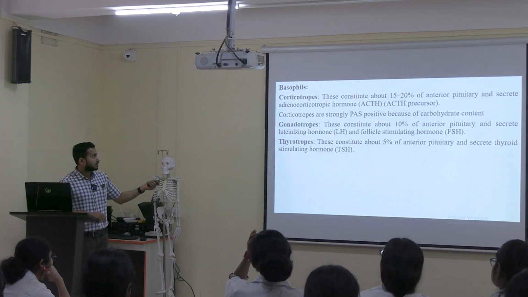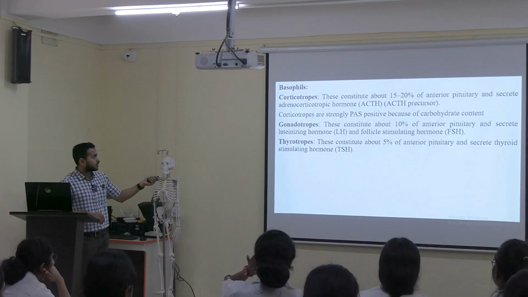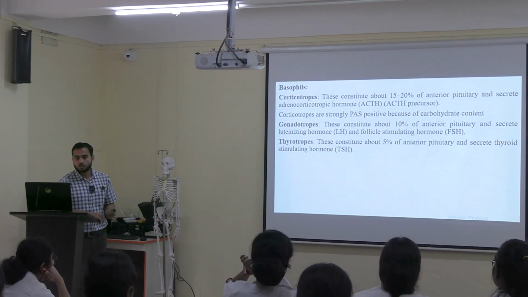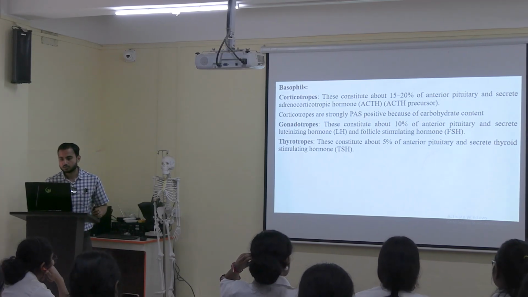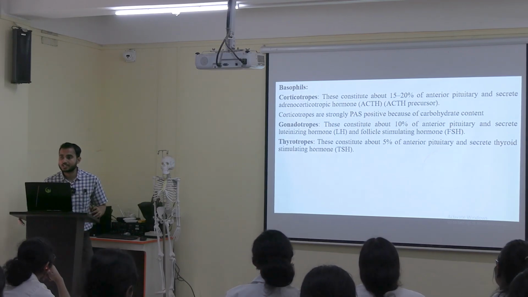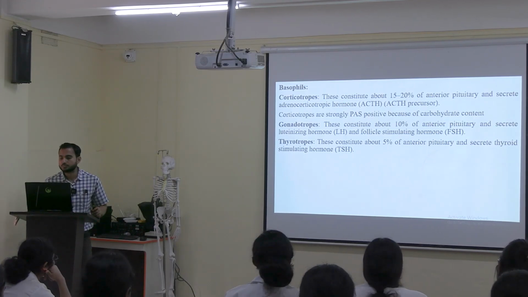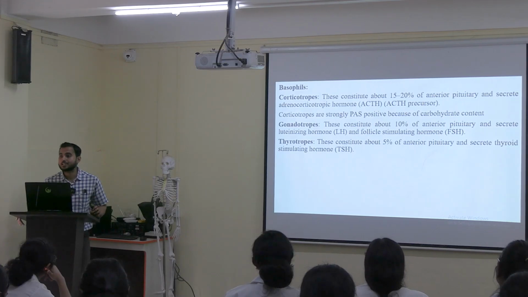Okay, next basophil. In basophil, we are having three different types of cells: corticotropes, gonadotropes and thyrotropes. What is the function of corticotropes? It will secrete ACTH, adrenocorticotropic hormone. What will be its function? ACTH will stimulate the adrenal gland to secrete cortisol.